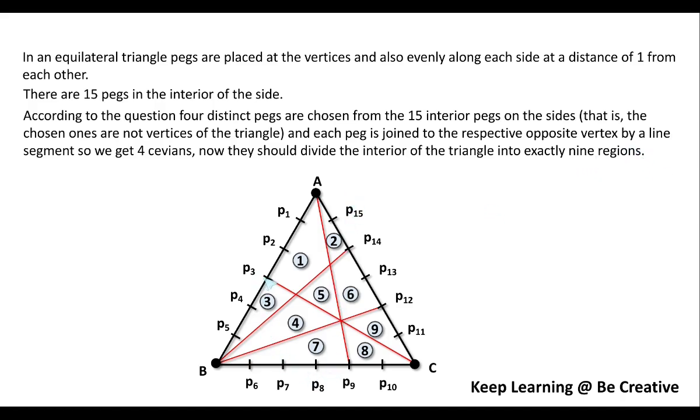Here you can see we have chosen peg 3, peg 9, peg 12 and peg 14, and when we have connected them with the opposite vertices, you can see that the triangle is divided into a total of 9 regions. This is 1, 2, 3, 4, 5, 6, 7, 8 and 9. Now we have to find out in how many ways we can do this.